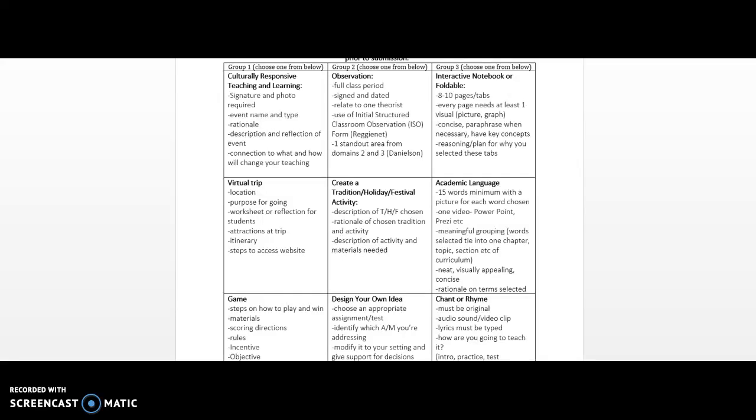And then the second option in group 3, academic language, same as for science, 15 words minimum with a picture for each word. One video, PowerPoint, Prezi, etc. Meaningful grouping, so make sure your words that you selected tie into one chapter, topic, section, etc. of your curriculum. Make sure that your presentation is neat and visually appealing and concise, and then give a rationale on the terms that you selected.